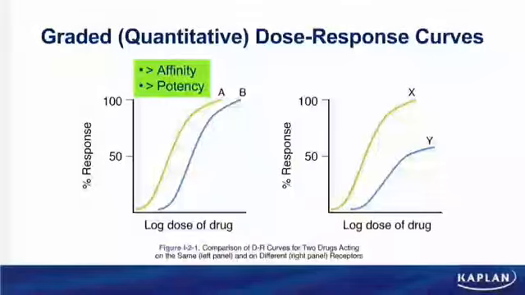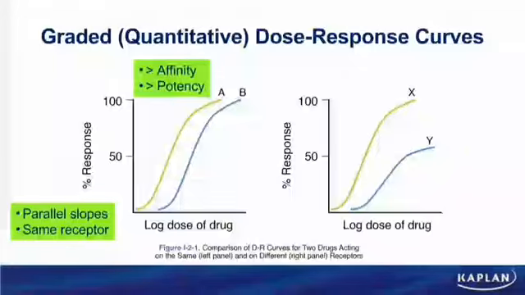Since the slopes for A and B are parallel, what that means is those two drugs work on the same receptor. If and only if the drugs work on the same receptor can you compare affinity. So the slopes have to be parallel. What do you say? You say since A is shifted closer to the y-axis, drug A has greater affinity for its receptor compared to drug B.